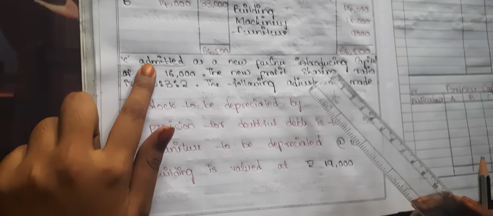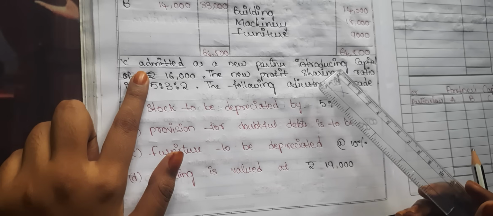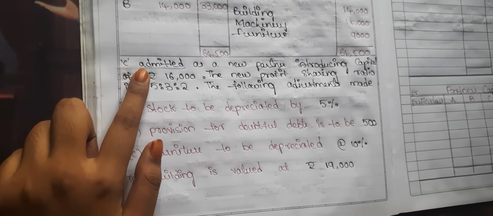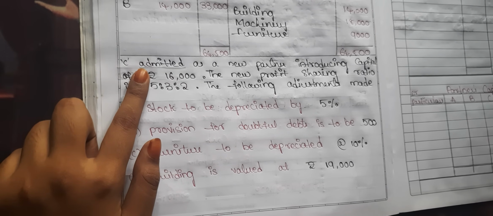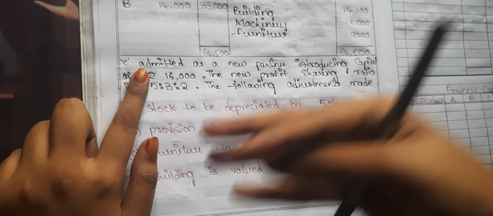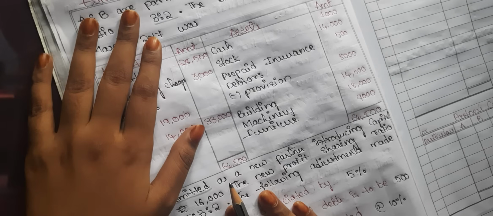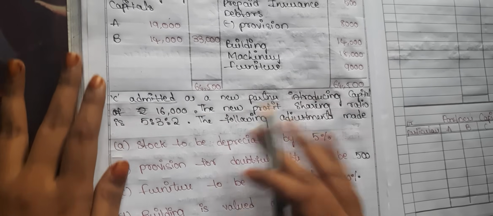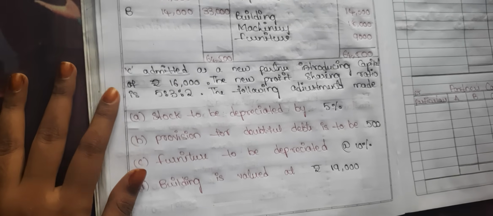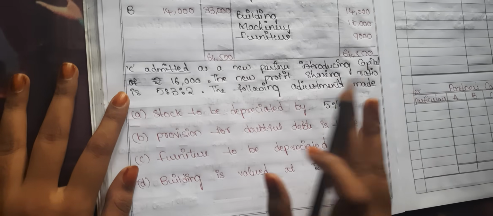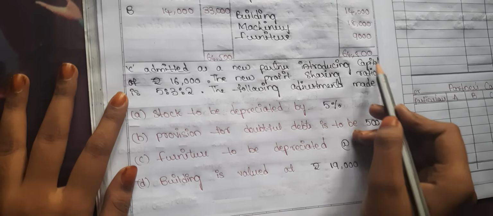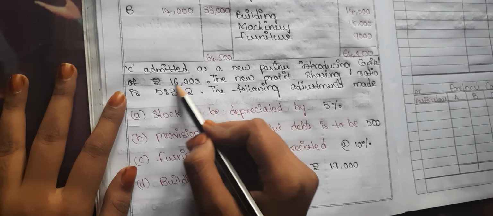If you see admitted, joined, or came into the business, if any word is saying that a partner or a person is coming into the business, then definitely you need to solve the admission of a partner only. When you see admitted, joined, came, that is nothing but admission of a partner. And he came with a capital of rupees 16,000, it seems.